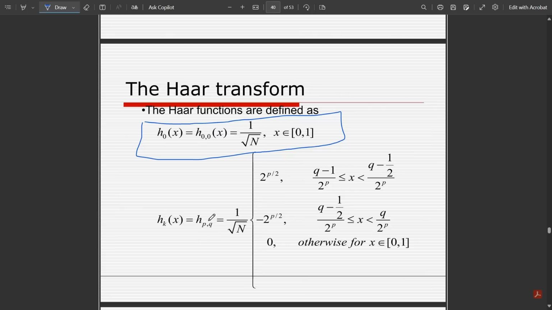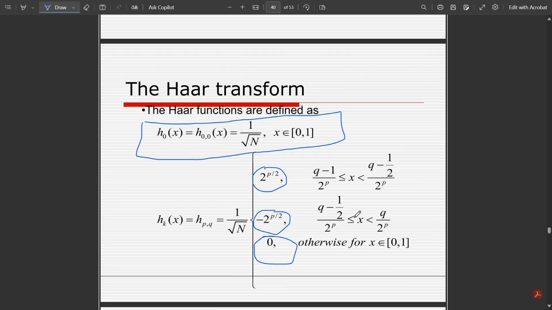the value is given by h of p comma q, which is equal to 1 by root N into three factors here, not one. First, it is equal to 2 to the power p by 2 when x lies between q minus 1 divided by 2 power p and q minus half divided by 2 power p. When x lies in this interval, then only it would be equal to 2 power p by 2. And it is minus 2 to the power p by 2 when x lies between q minus half divided by 2 power p and q divided by 2 power p. If it is not satisfying these two intervals, then the value would be equal to 0, that is the direct answer we would get.